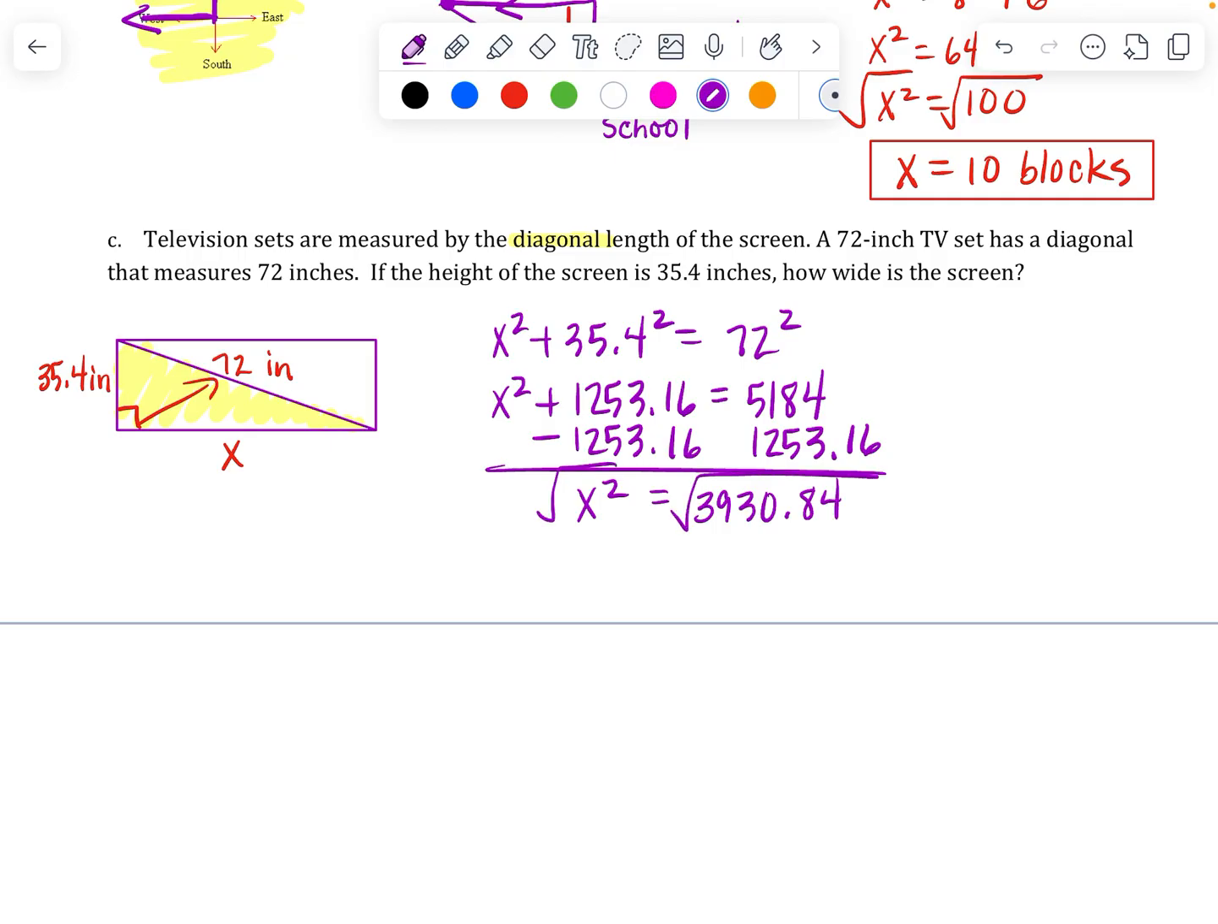At this point, we square root both sides, mainly doing that so we can unsquare that x, but we must do the same thing to both sides of an equation. If we square root that number and round to the nearest tenth, we'll get 62.7. Our units are inches, so we'll put inches on our answer.